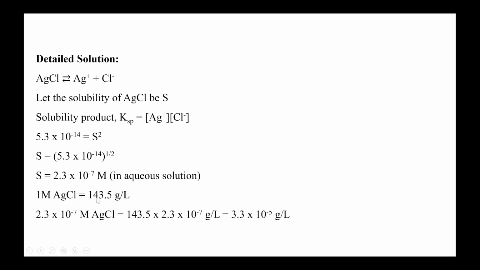So molecular weight basically means these many grams are present in 1 liter of solution. If the molarity is 1 molar, then 143.5 grams are present. So if the molarity is 2.3 into 10 raised to the power of minus 7 molar, then 143.5 multiplied by 2.3 into 10 raised to the power of minus 7 grams per liter would be present.